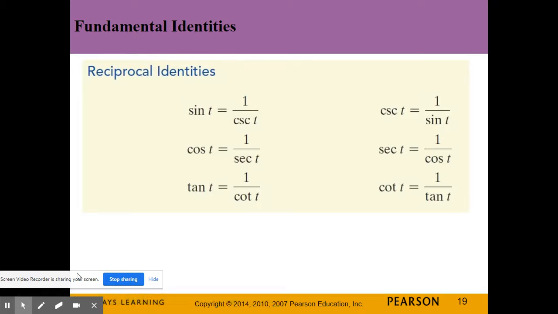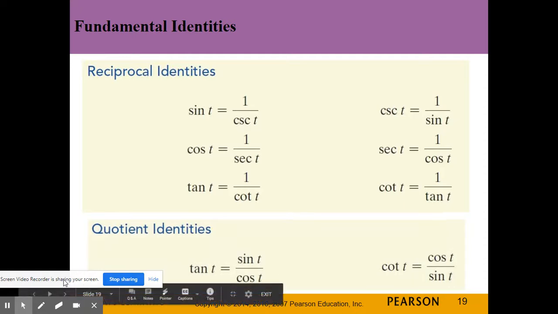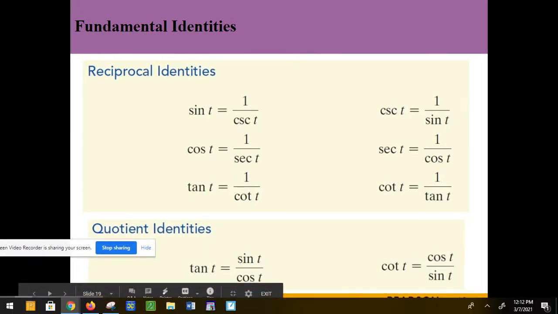All right, so you have some fundamental identities. Sine and cosecant are reciprocals of each other. And these are all reciprocal identities. Cosine and secant are reciprocals of each other. Tangent and cotangent are reciprocals of each other. And then the quotient identities, these are basically the ones we've already talked about: tangent is sine over cosine. Cotangent is cosine over sine. Easy way to remember which one's which: tan and sine, so no cotangent and cosine. Cosine's on top for cotangent.